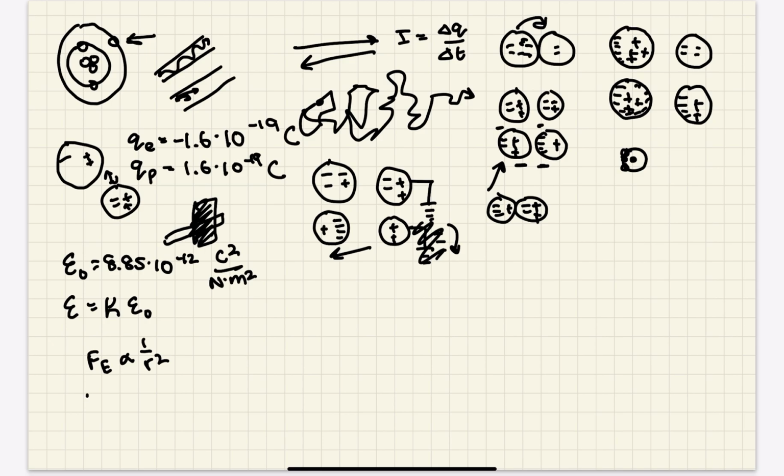The actual equation for electric force is called Coulomb's law, and it's 1 over 4 pi epsilon naught times q1 q2 over r squared. And this quantity, 1 over 4 pi epsilon naught, is just equal to what we call k. k is just the electric constant, and it's k q1 q2 over r squared.